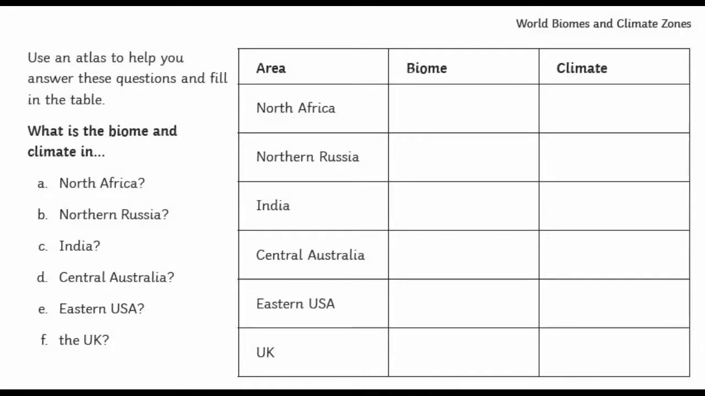India, it's mainly savanna, but it also has rainforest. If you've just put savanna, that is fine. If you've only put savanna, though, for the climate, you need to put arid. If you've put both savanna and rainforests, then it's arid and tropical. Central Australia is desert, and again, that is arid. Eastern United States is deciduous, and that has a temperate climate. That generally means not too cold in the winter, not too hot in the summer, and so does the UK. So the UK is the same as the Eastern USA with deciduous.